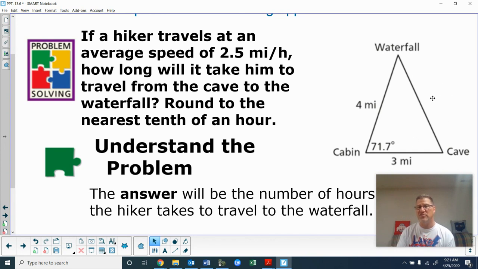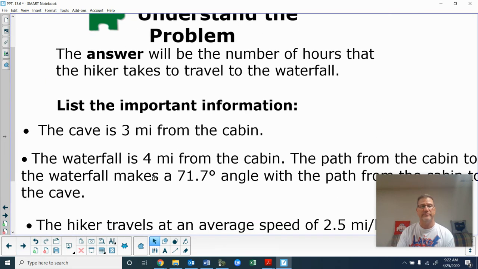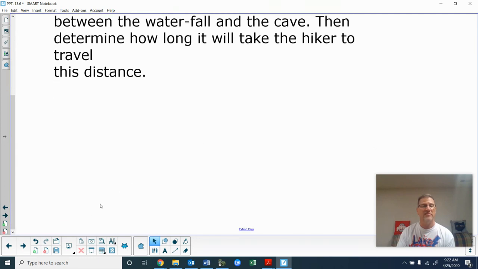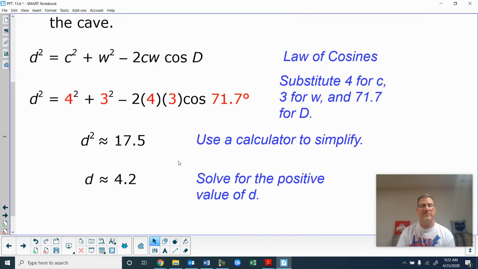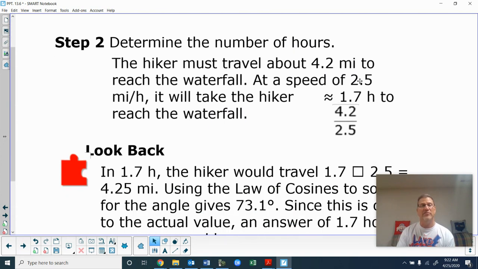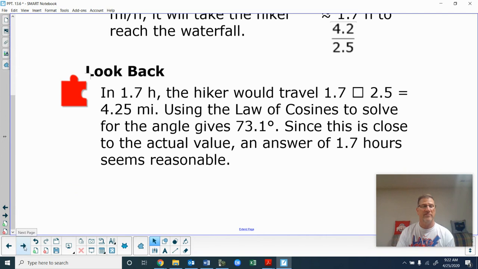All right, so this length squared equals 3 squared plus 4 squared minus 2 times 3 times 4. They have all the work here, I believe. All right, so just get your picture and then you'll know which law of cosines to use. So just use the law of cosines to find that distance. There it is. There's the work. The distance from the cave to the waterfall is 4.2 miles. So if you travel 2.5 miles per hour, you just divide 4.2 by 2.5 to get the 1.7. Okay, so that's just a quick word problem.